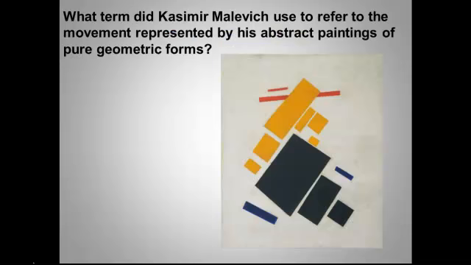What term did Kasimir Malevich use to refer to the movement represented by his abstract paintings of pure geometric form? By the way, be careful. Although he influenced the constructivists, he was not a constructivist, or at least there's a different term that was used for his work. Here you see Airplane Flying, which is perhaps his most famous work, along with White on White.